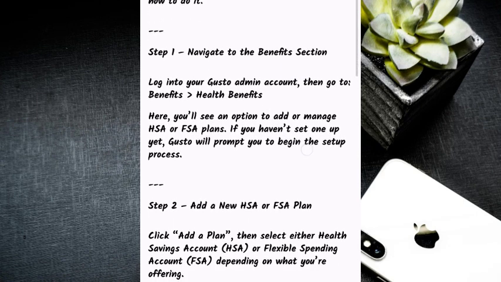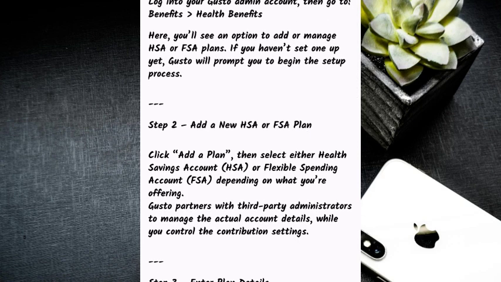Step 2, add a new HSA or FSA plan. So you want to click add a plan, and then you're going to select either health savings account as the HSA or flexible spending account as the FSA, depending on, of course, what you're offering. Gusto partners with third-party administrators to manage the actual account details while you control the contribution setting.